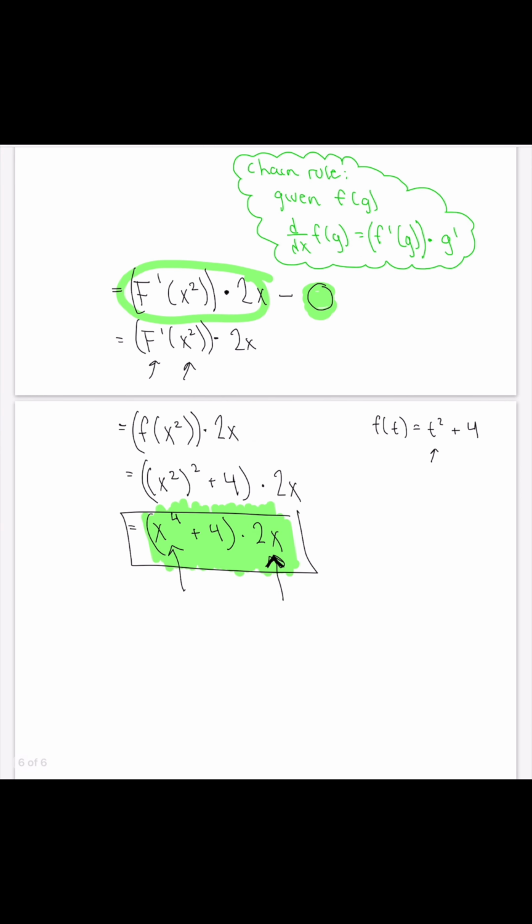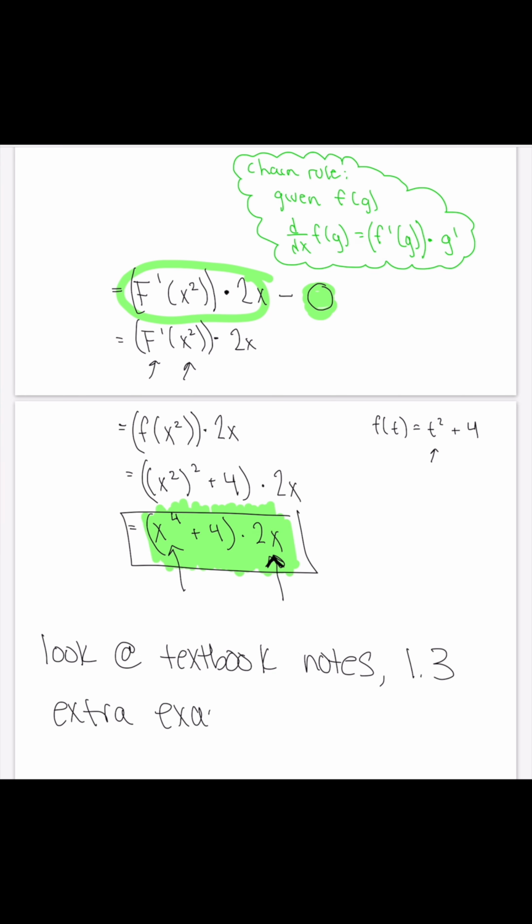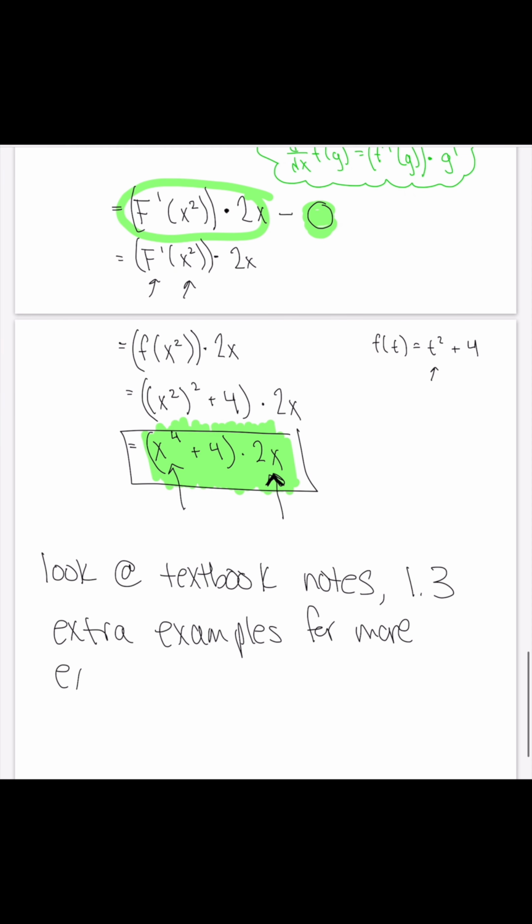There are more examples on Canvas, so look at textbook notes 1.3 extra examples for more examples similar to this. So this is all using FTC part 1.